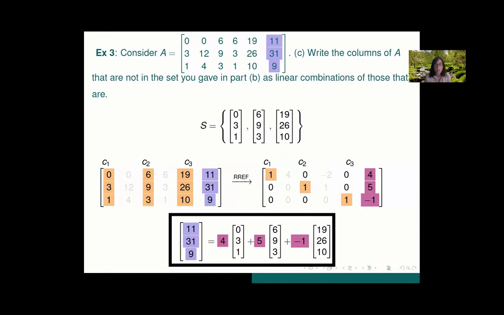Or the sixth column of A is equal to 4 times the first column plus 5 times the third column plus -1 times the fifth column. The equations that we found in part C each correspond to a linear dependence relation for the columns of A.